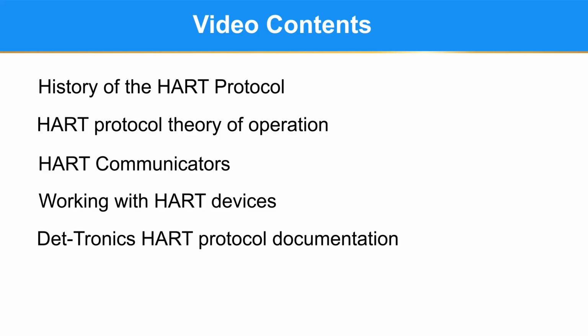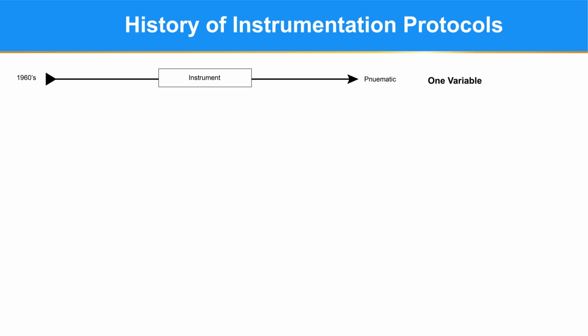Let's get started. It is always helpful to know how we got to where we are at. So let's look at the history of process industry instrumentation technology and protocols. There has always been a need to get the measurement of a device from the device to a remote or centralized location. In the 1960s, this was done using a pneumatic signal, typically 3 to 15 psi.